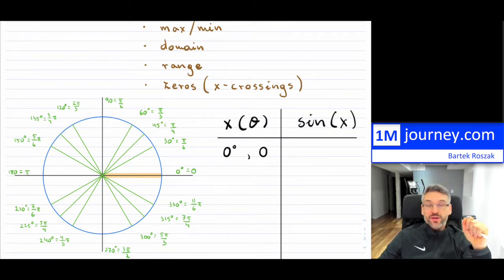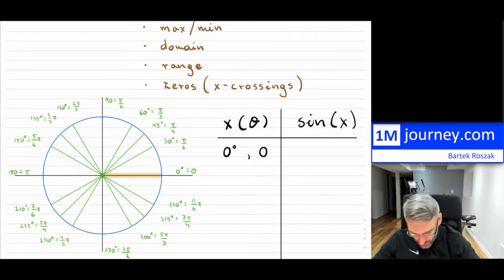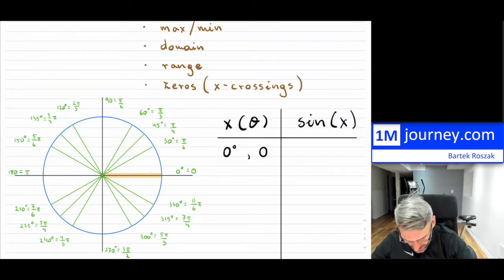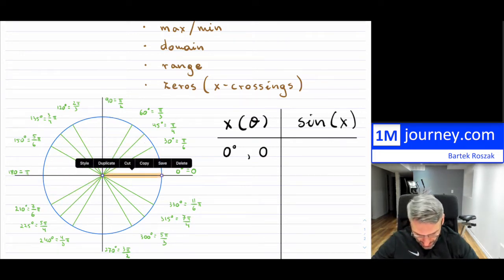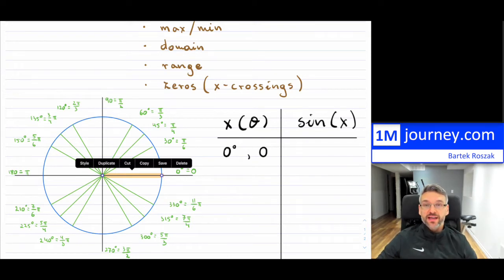Now, by the way, you can also go in the negative direction, right? So you can say negative 30 degrees, negative 45 degrees, and so on. What that would simply mean is that we're moving in this direction. So we're going negative in this, but those values are still the same within there. So it doesn't matter which direction you go. Okay, so I'll be right back. I'm going to fill out the table for you.